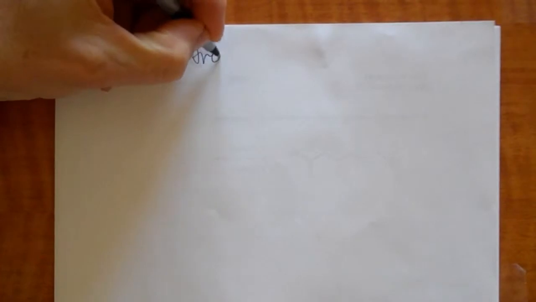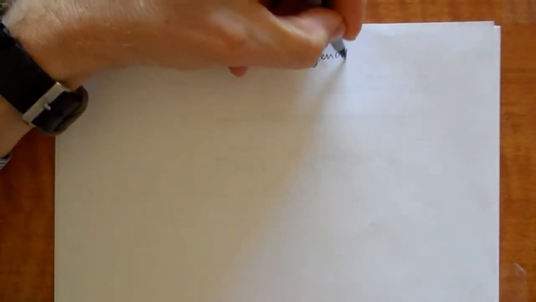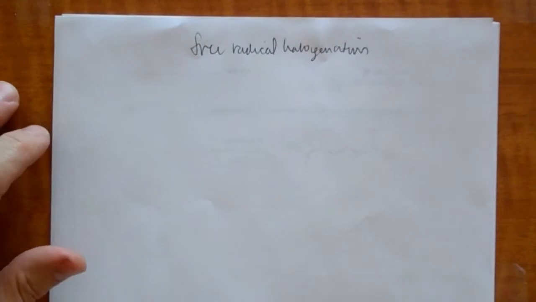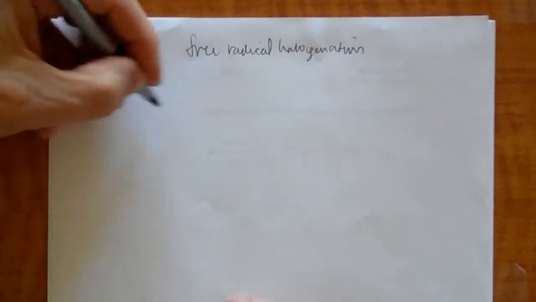So we're going to do another mechanism here. And the mechanism we're going to do is free radical halogenation. Free radical halogenation. This is a complicated mechanism, or can be complicated.